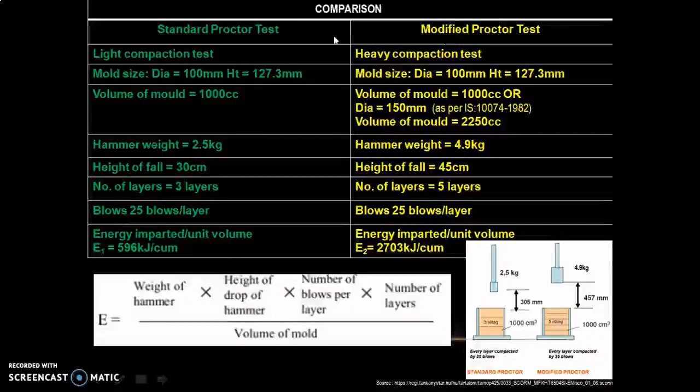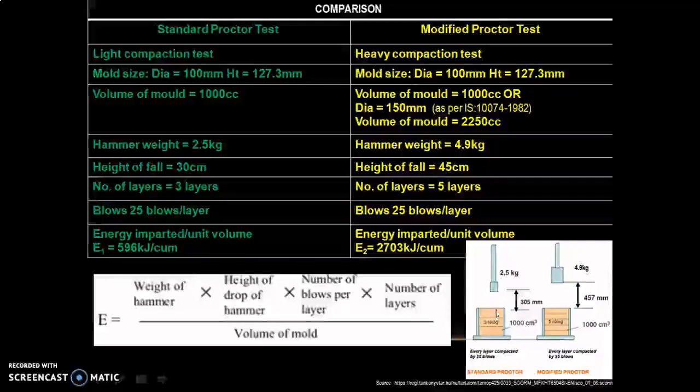These are the differences between standard Proctor test and modified Proctor test. The test procedure involved in conducting modified Proctor test is same as that of standard Proctor test, but there are certain differences between both of these tests. Standard Proctor test is known as light compaction test, whereas modified is known as heavy compaction test.